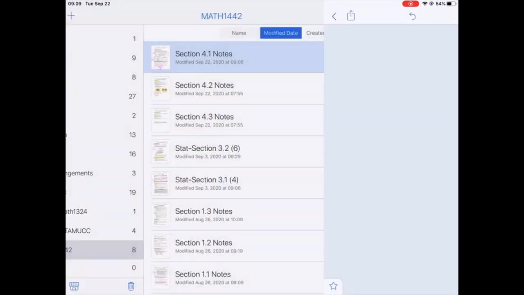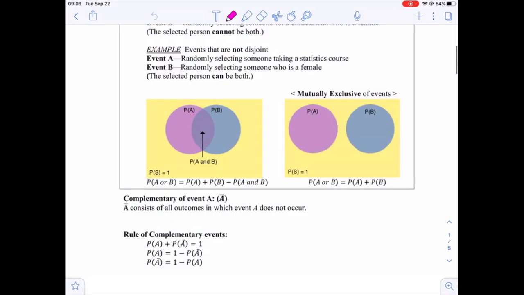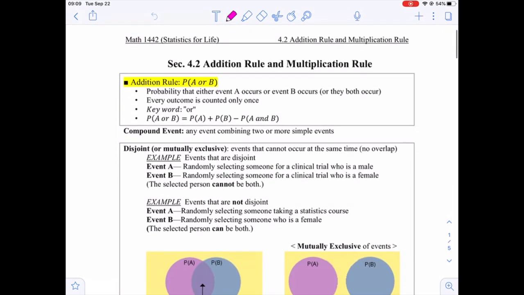That was 4.1. Now let's go to 4.2. Now we have some rules that help us find probabilities in certain situations. We have the addition rule and the multiplication rule.